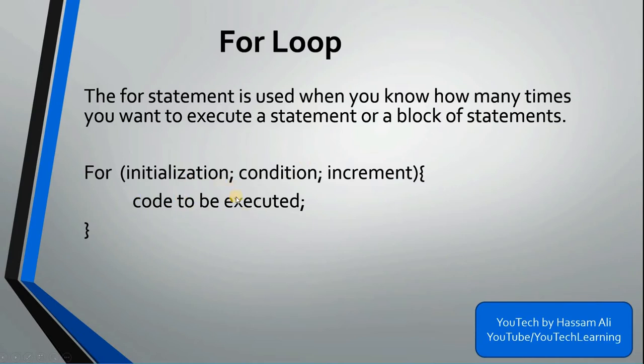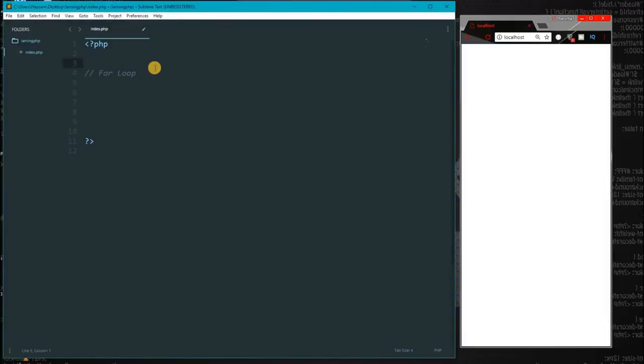So let's start the practical. This is all with a small definition and understanding of the for loop. Let's go to the practical and do some practice. So let's start with the for loop. A for loop has three parameters. First one is the initializer, then the condition, then the increment.